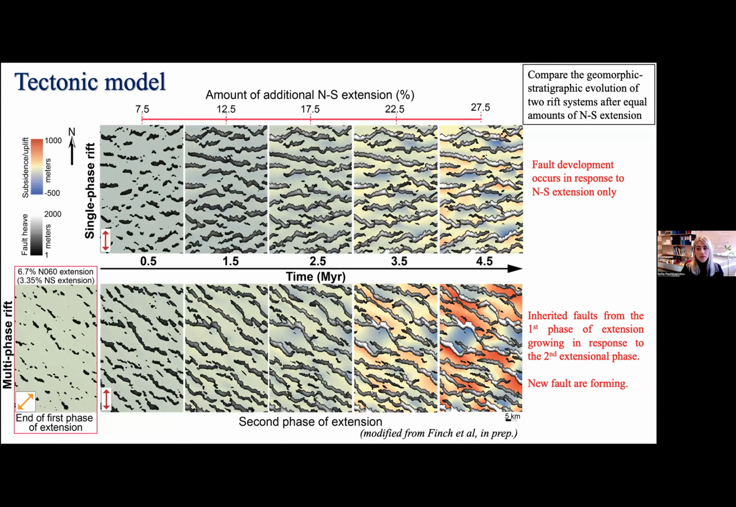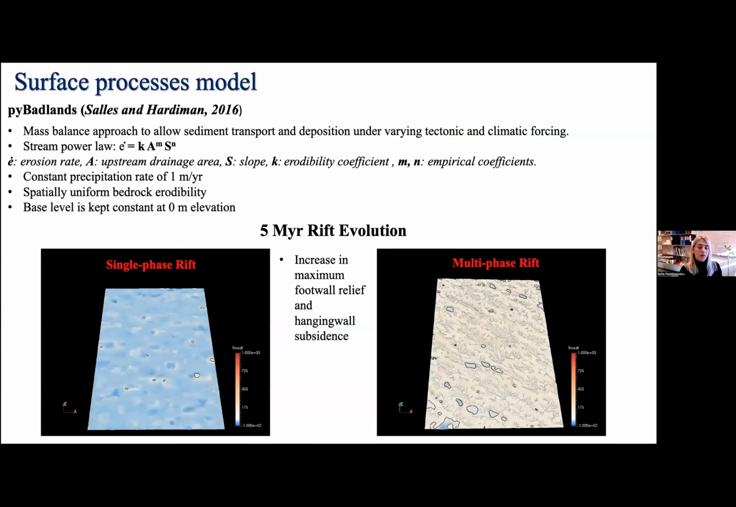So in our study, we compared the geomorphic and stratigraphic evolution of these two rift systems after equal amounts of north-south extension. The rift topographies that we use from the tectonic model are read as input files into our surface process model.